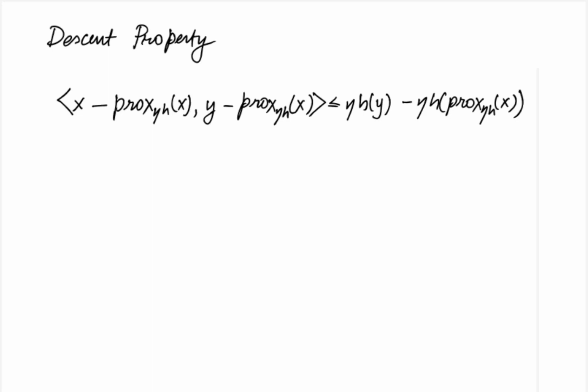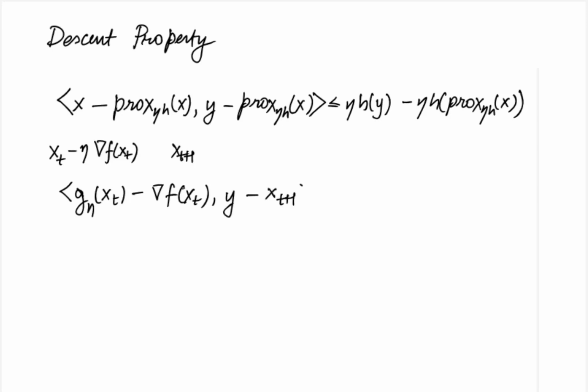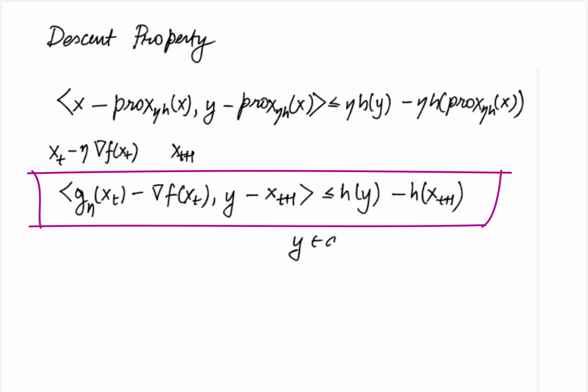Now here we will replace x with xt minus eta gradient f of xt, and prox eta h of xt minus eta gradient f of xt with xt plus 1. So we obtain g eta of xt minus gradient f of xt inner product with y minus xt plus 1 is less than or equal to h of y minus h of xt plus 1, where we have cancelled out eta t. Here y is arbitrary and in the domain of h. So possible choices of y can be x star or xt.